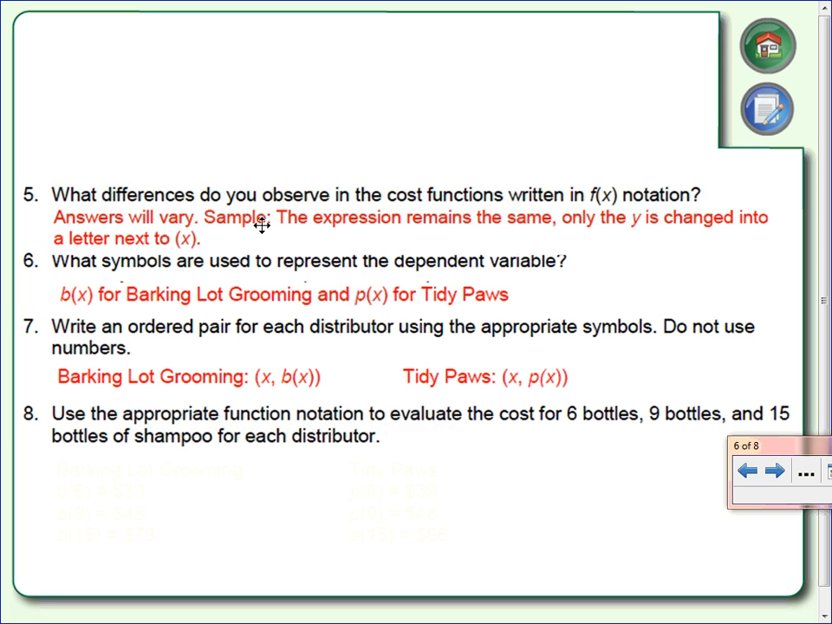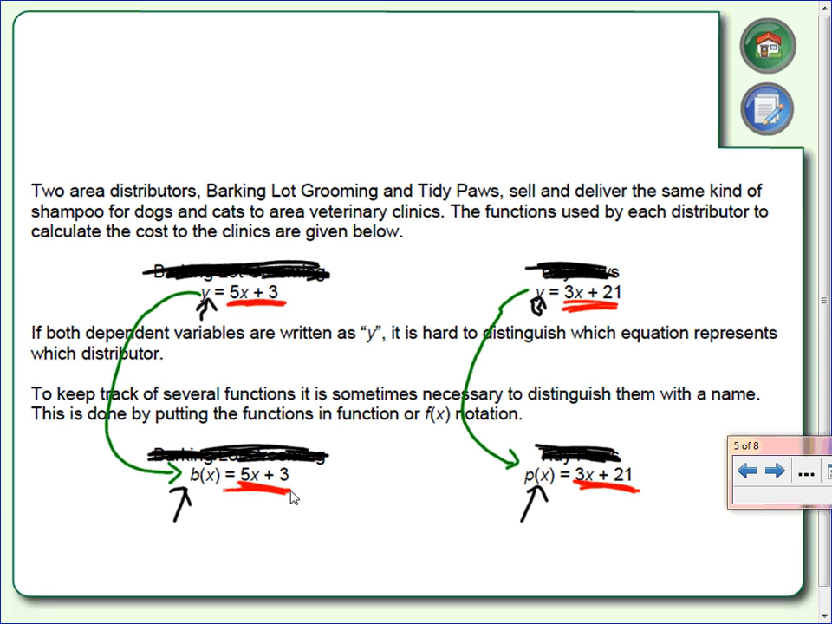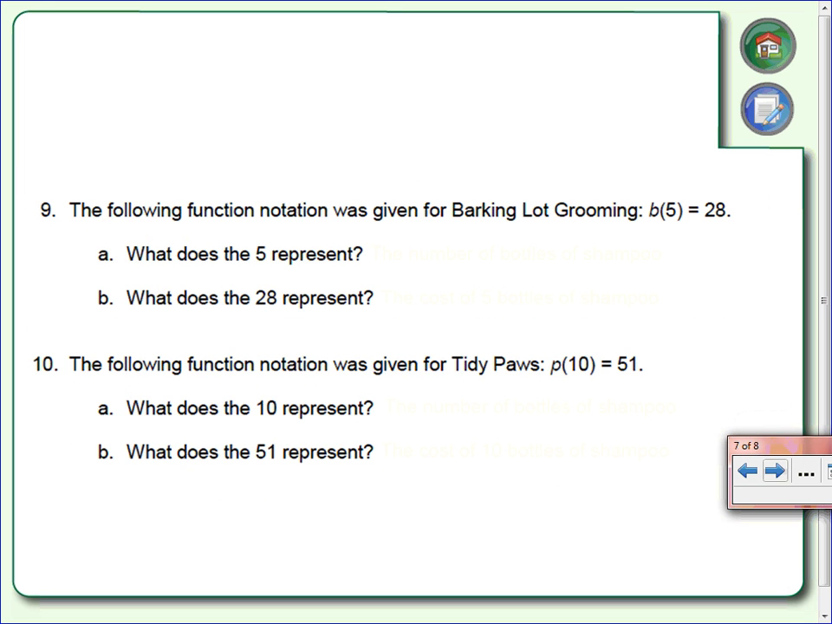Okay, number 8 says for us to use the appropriate function notation to evaluate the cost of 6, 9, and 15 bottles of shampoo for each distributor. So we want to know what would it cost if we went over to the parking lot grooming. How much would they charge me for 6 bottles of shampoo? What would they charge for 9? And what would they charge for 15? So let me go back and look up the rule here. We're looking at parking lot grooming. And what we had for parking lot grooming was this right here. That's their rule. 5x plus 3, right? Let me come back over here.